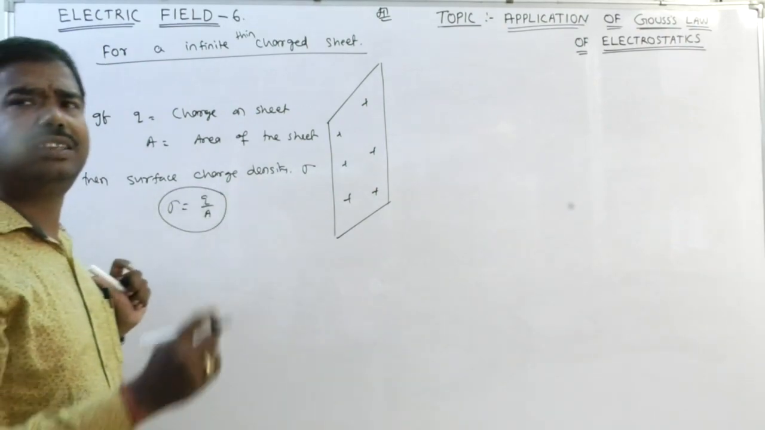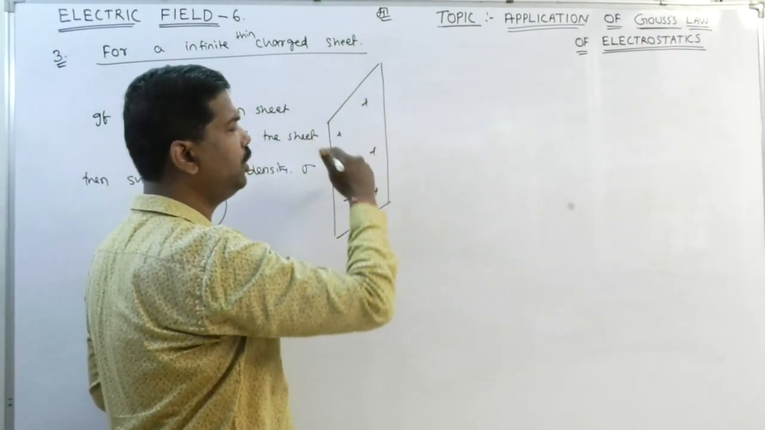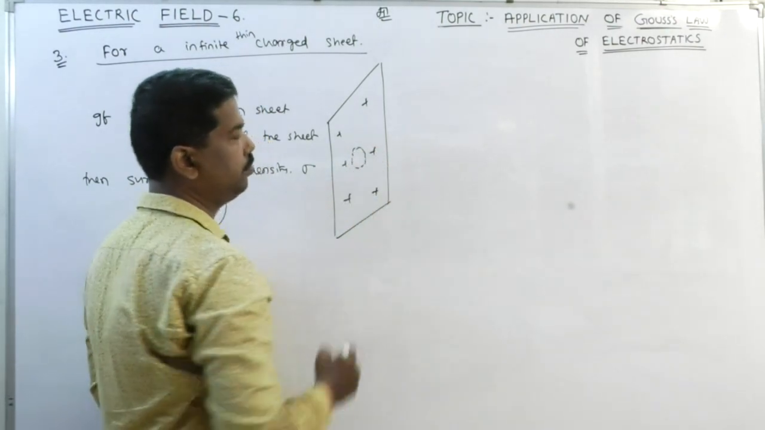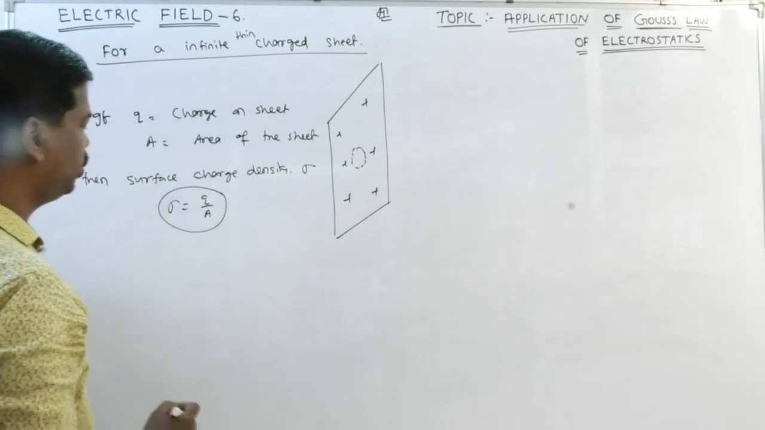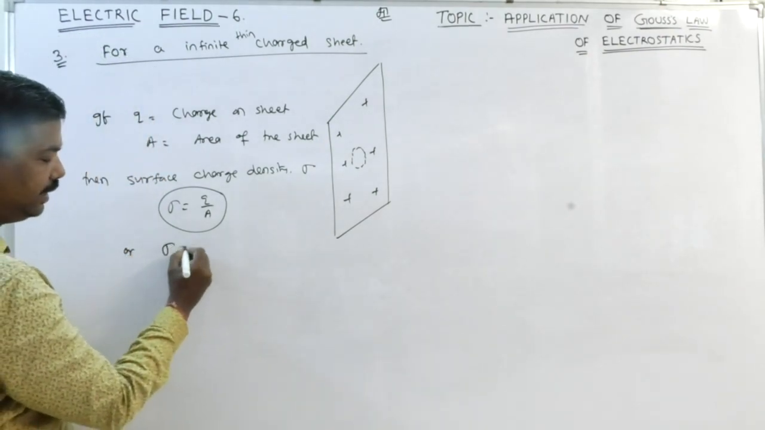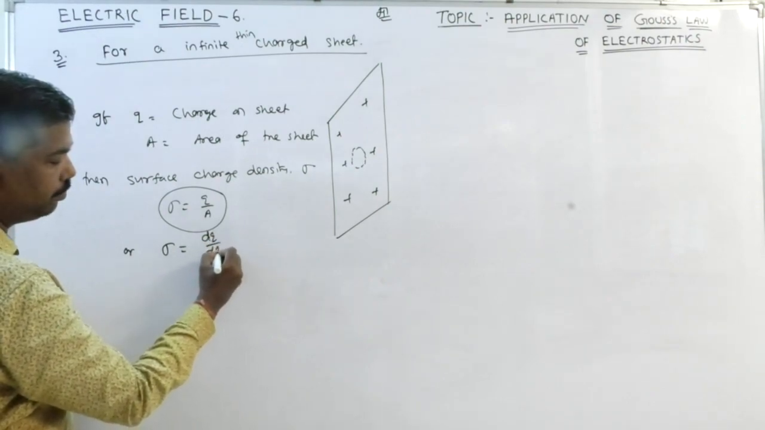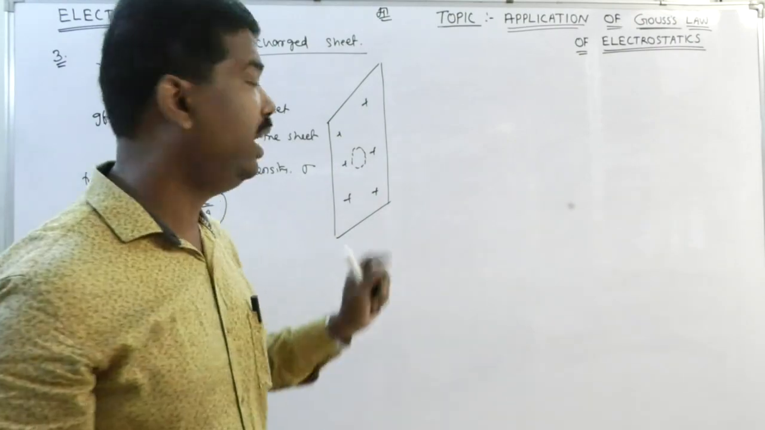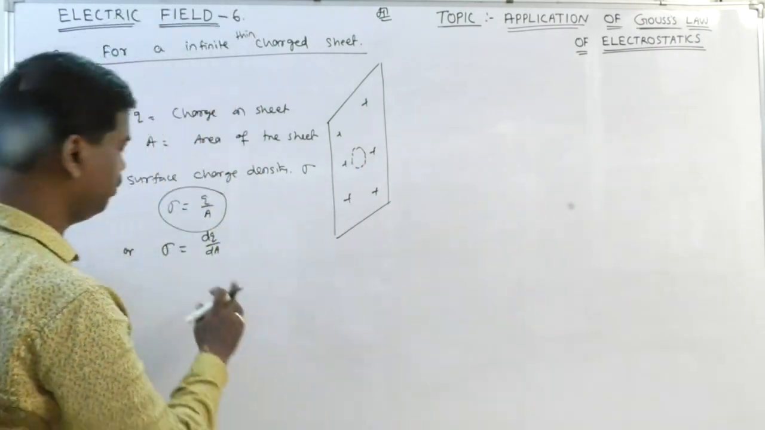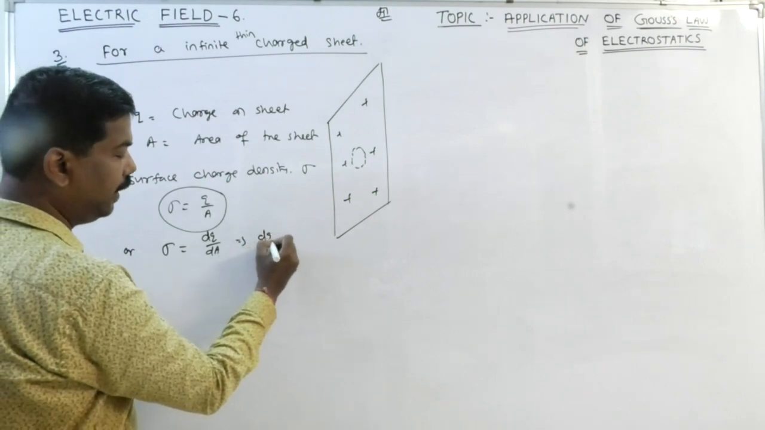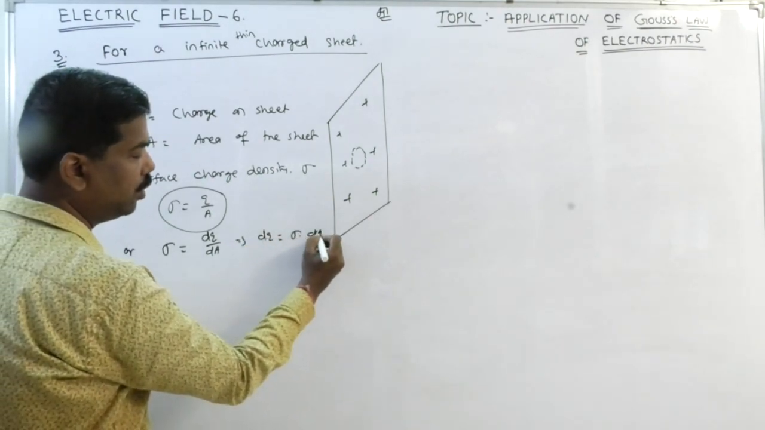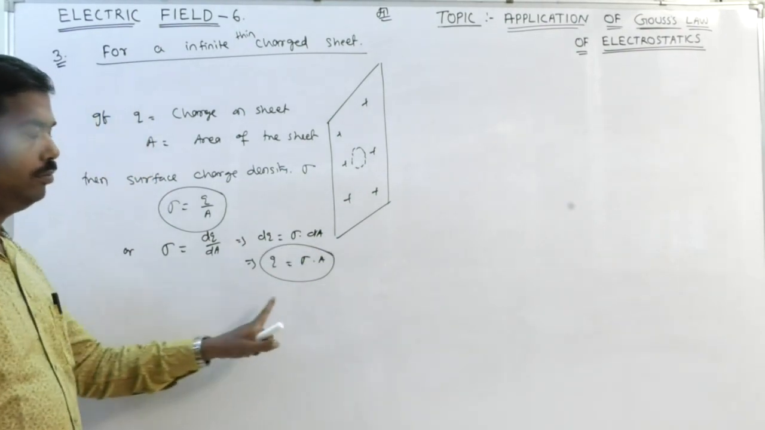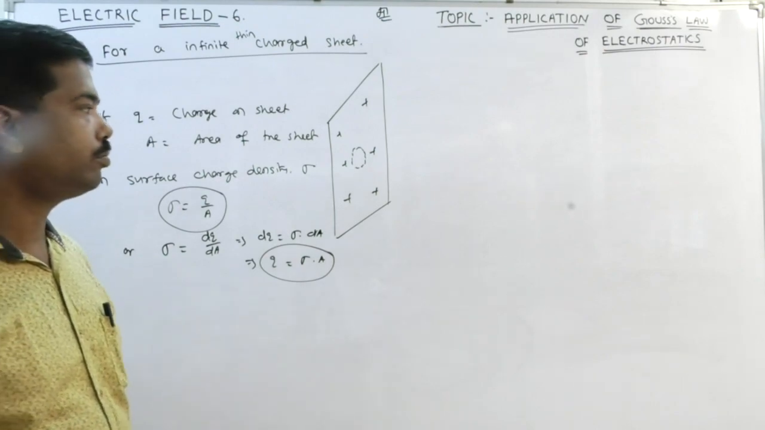Clear? Let us imagine from the infinite sheet, I assume a small part. Having charge dq, I can write sigma is equal to dq by dA. Clear? It means the charge enclosed in that region is dq and the area of that region is dA. So I can write dq is equal to sigma into dA, or by integrating both sides, Q is equal to sigma into A. Clear?